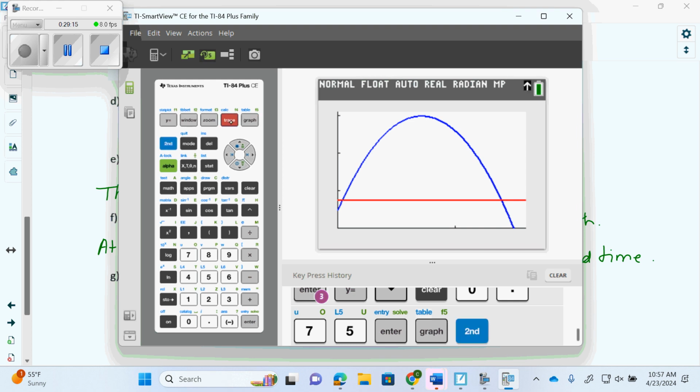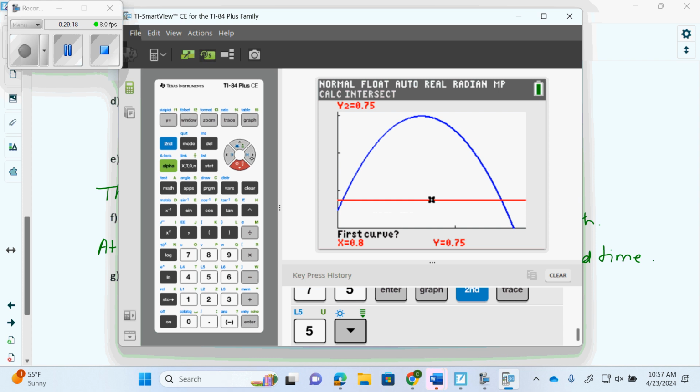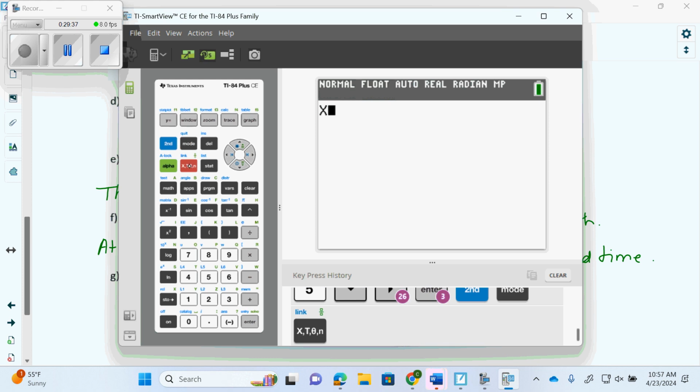So we're going to go second trace 5. Watch this. I'm going to show you a trick. So we go enter, enter, enter, and I get this new x. Does everyone see it? That's my new x for this question. What I can do now is go second quit, x, enter, and it pops it up onto my screen. So there's that first intersection, right? Now I get my second intersection.